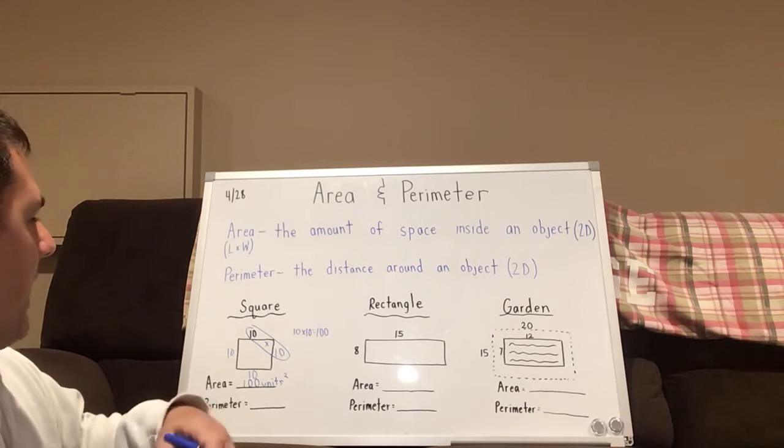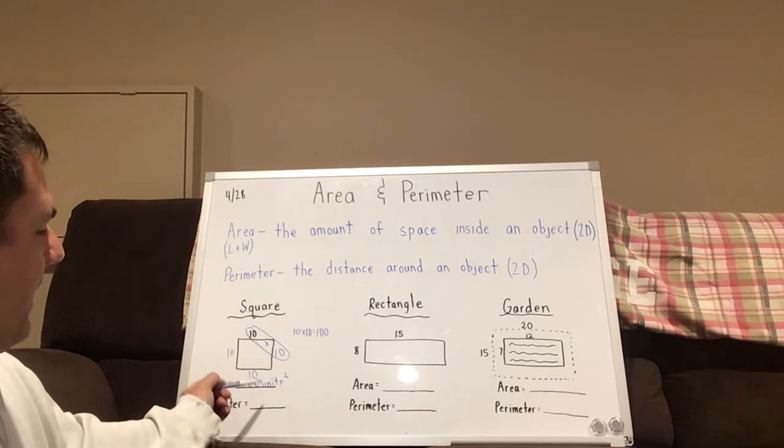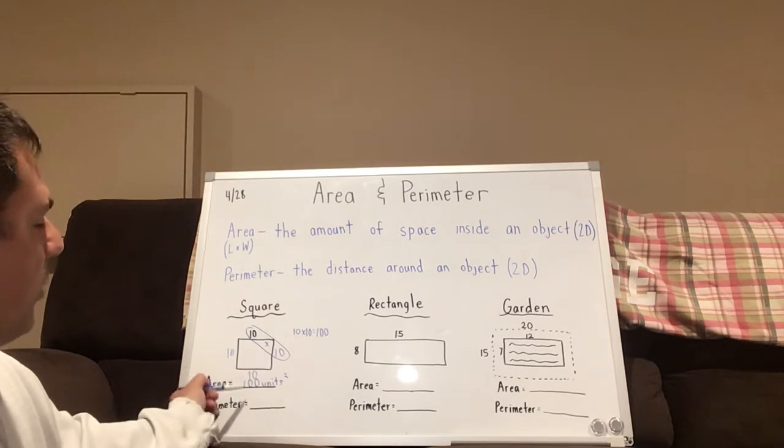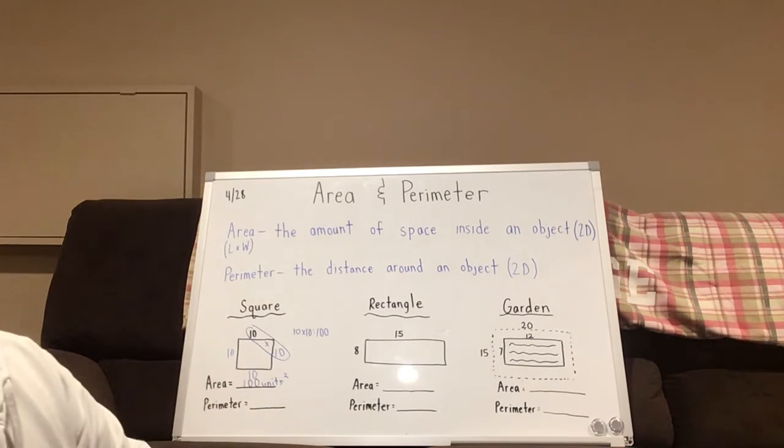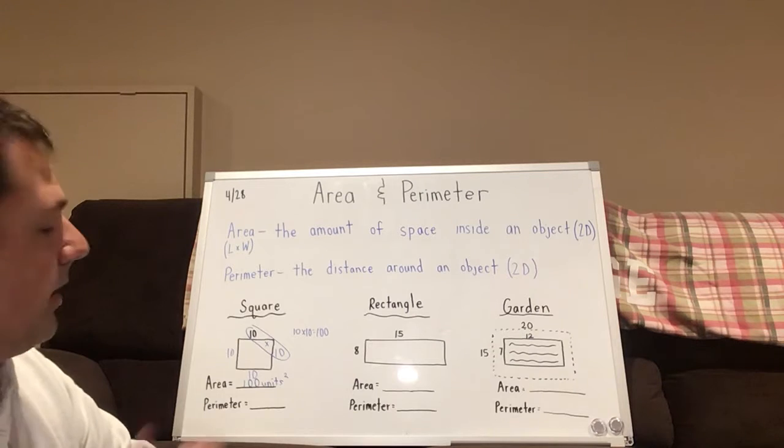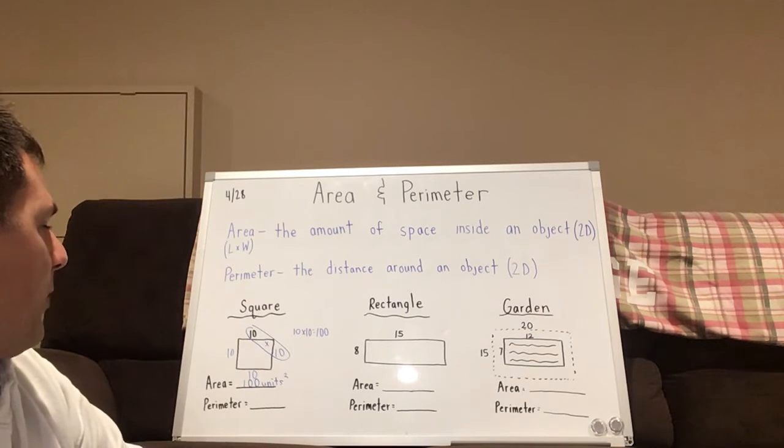So again, if I had that as 10 feet, it would be 100 feet squared. If it was meters, it would have been 100 meters squared. But because I didn't specify a unit, I just write units squared.